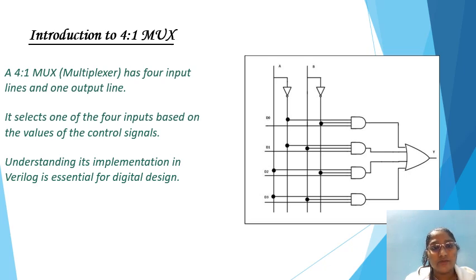Here we have a 4:1 MUX. The 4:1 MUX has four inputs D0, D1, D2, and D3, and it has select inputs A and B, and it has a single output, which is labeled as Y.